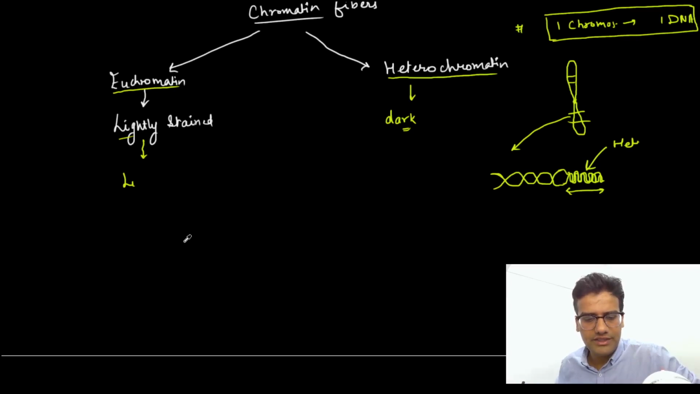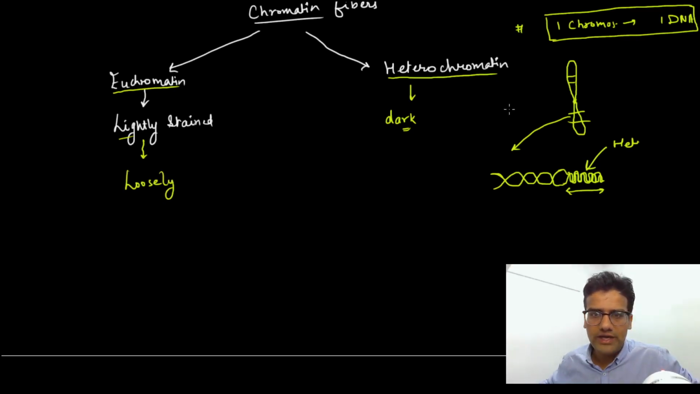So this part of the DNA is lightly stained and loosely packed. Whereas heterochromatin is this part, and the heterochromatin part is always a tightly packed part.